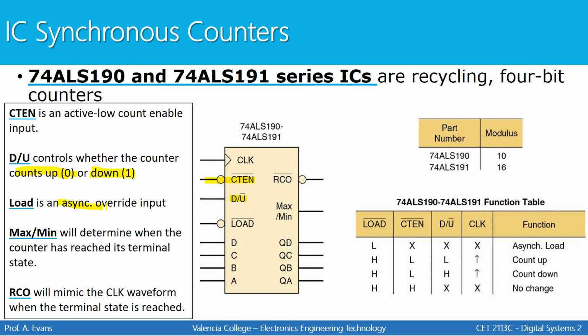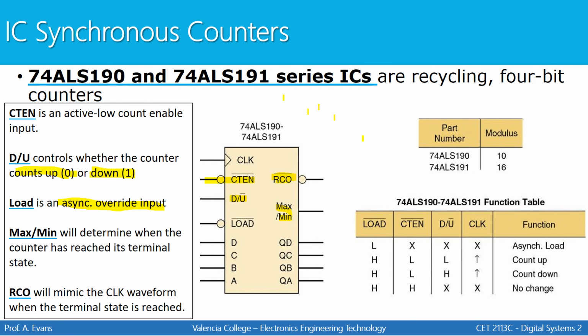Load is an asynchronous override input, so the load happens asynchronously, immediately, not on the next clock transition. And then we have our inputs, D, C, B, A, if you want to preset the counter, just as before. The outputs come out here, just as before. We have this output called max-min. Max-min will determine when the counter has reached its terminal state. And then RCO is an active low output here, and it's a little bit different. It will mimic the clock waveform when the terminal state is reached. So we have max-min and RCO, which work differently than the part number before.